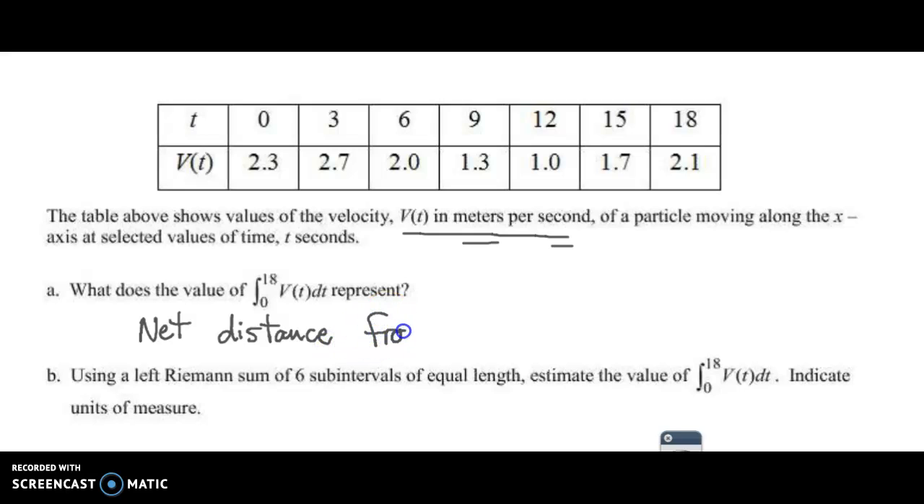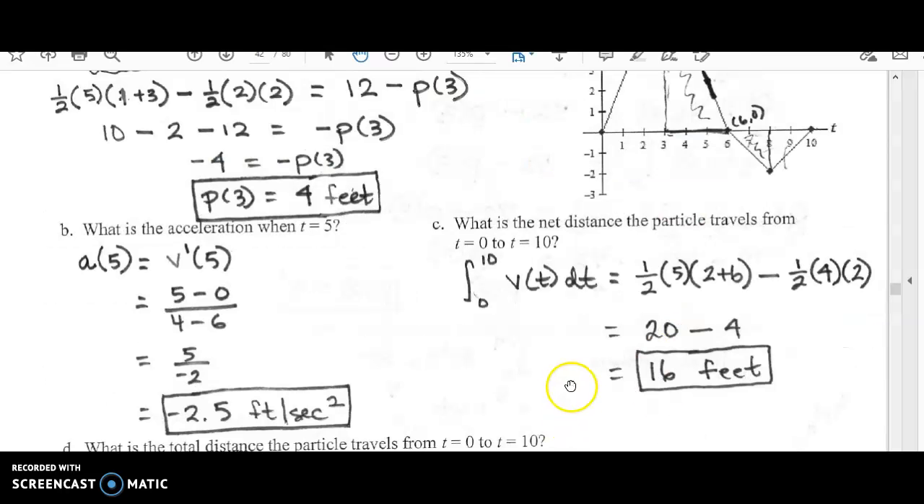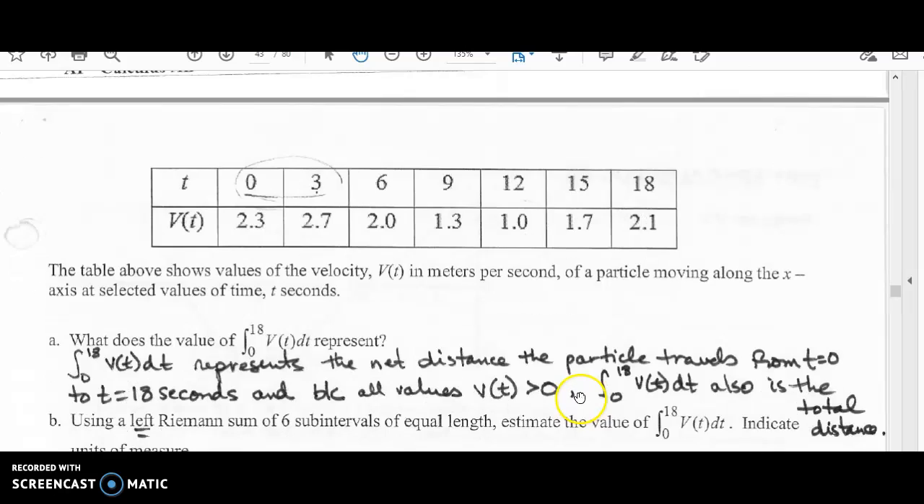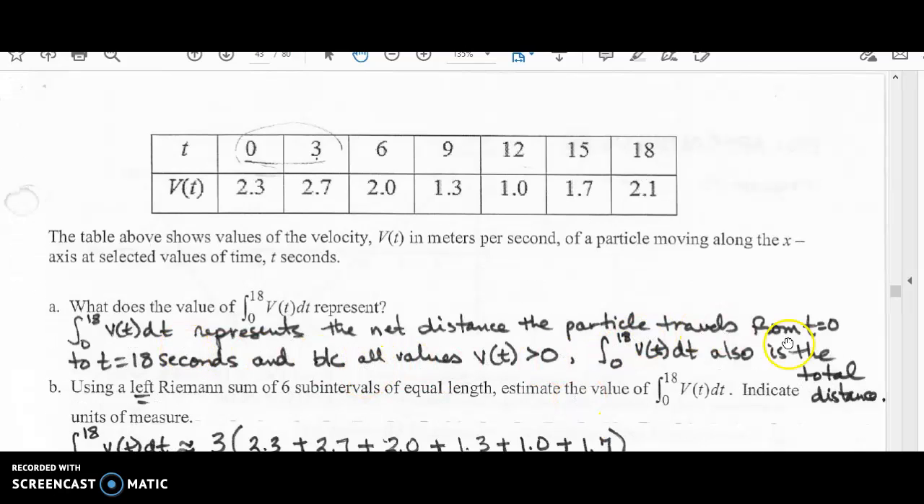From t equals 0 seconds, you always want to give context, to t equals 18 seconds. And the answers that we get will be in meters. So we're just taking away a unit, taking away a time unit, I guess I should say. Which this guy kind of explains a little bit differently.